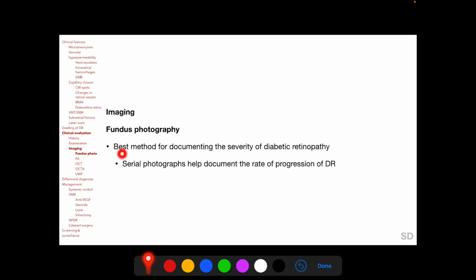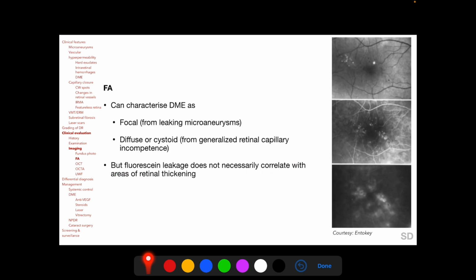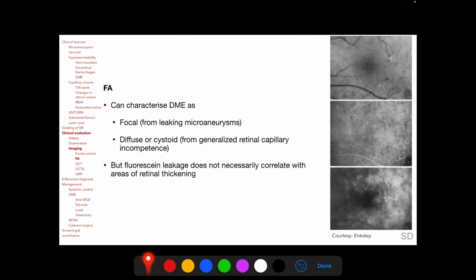Fundus photography is the best method for documenting the severity of diabetic retinopathy, and serial photographs help document the rate of progression of diabetic retinopathy. Fluorescein angiography can characterize diabetic macular edema as either focal edema or diffuse edema. Focal edema on fluorescein angiography occurs from leaking microaneurysms as seen in these mid and late phase angiograms in a patient with leaking microaneurysms, and diffuse or cystoid edema on fluorescein angiography occurs from generalized retinal capillary incompetence and occurs across a broad area of the fundus as seen in these mid and late phases of fluorescein angiogram, and is not restricted to the locations of the microaneurysms.